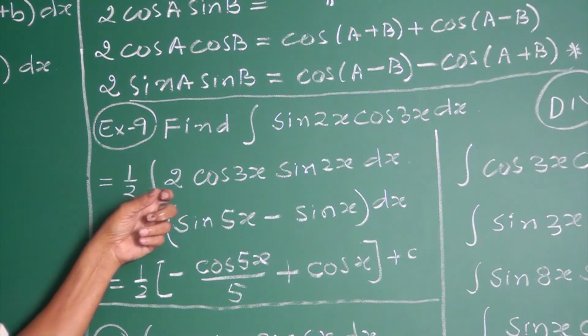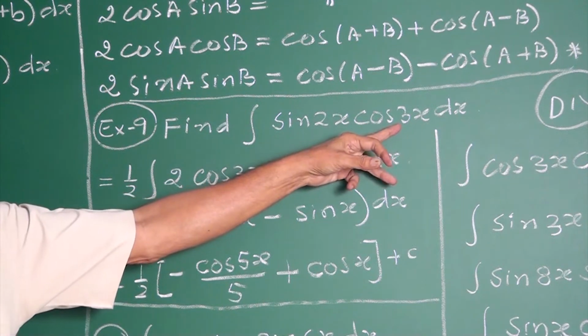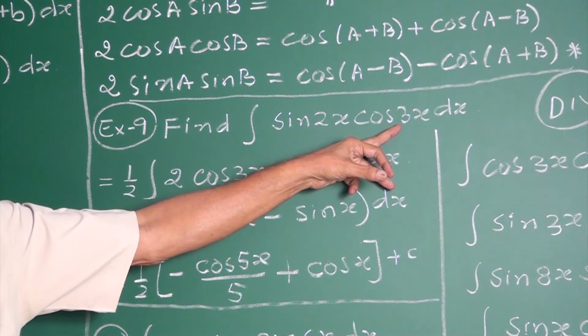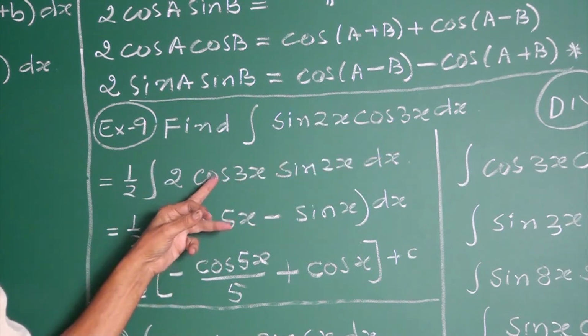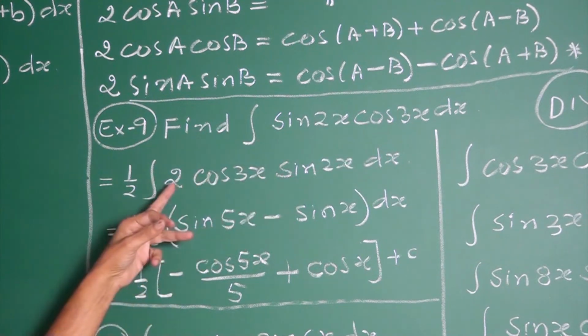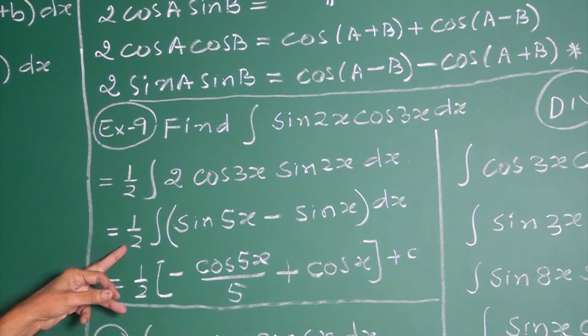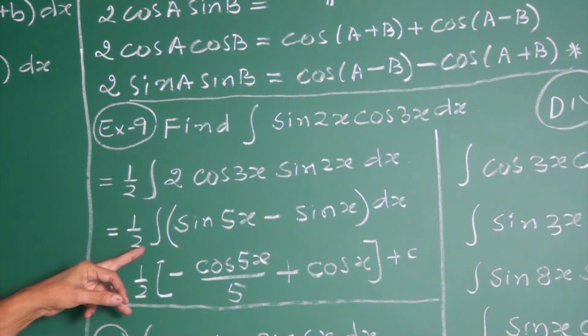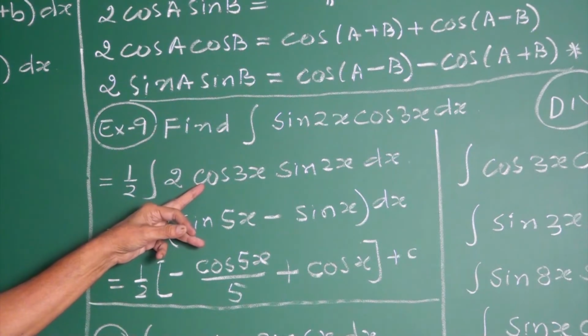1 by 2 into 2. First you have to write the bigger angle trigonometric ratio with the bigger: cos 3x into sin 2x. You need to take it and give it back: 1 by 2 times the integral. Cos is in the first place.